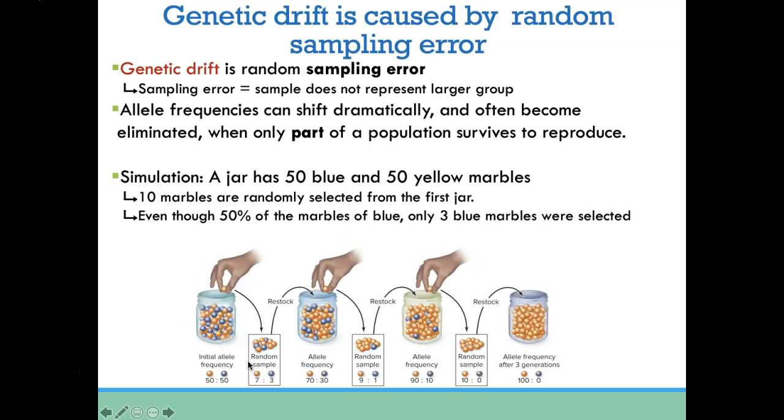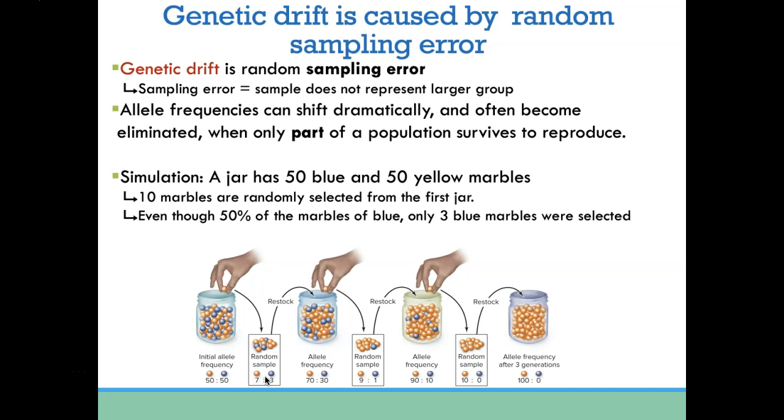So here's my jar, 50 yellow marbles and 50 blue marbles. And I'm going to take 10 marbles at random from the first jar. If I got a good sample, a representative sample, I would expect 5 yellow and 5 blue. But this is random sampling error. I picked just randomly 10 marbles and 7 happen to be yellow and 3 happen to be blue.